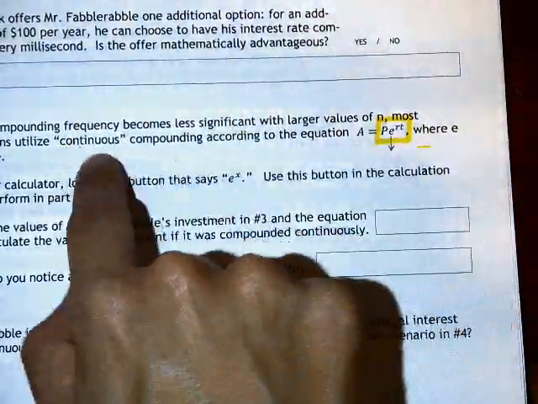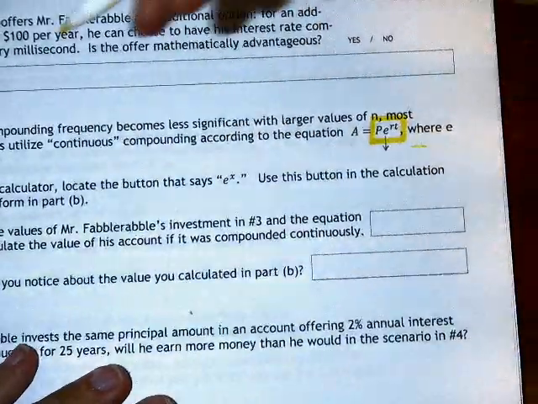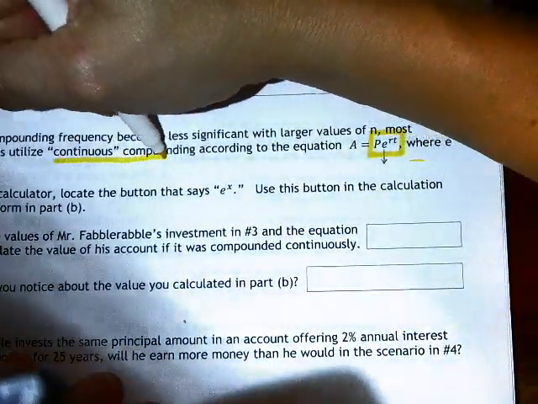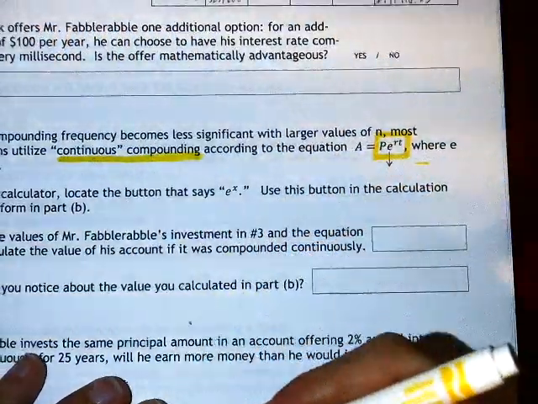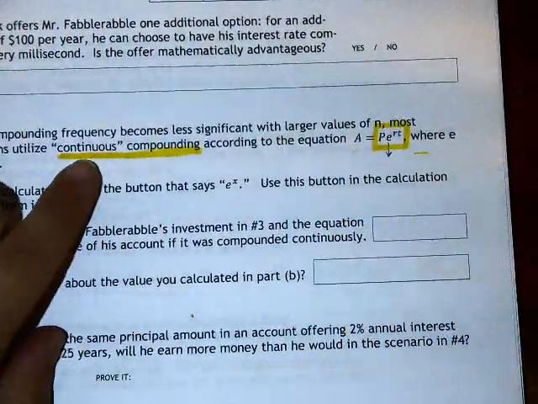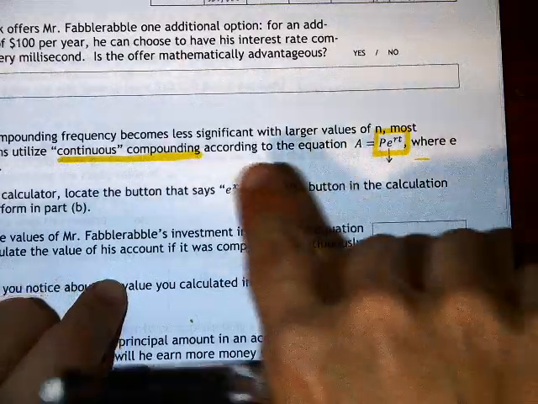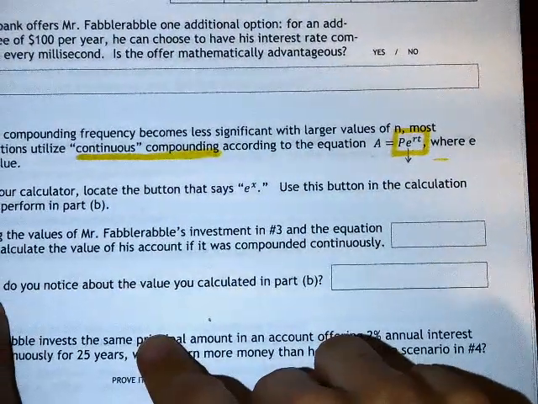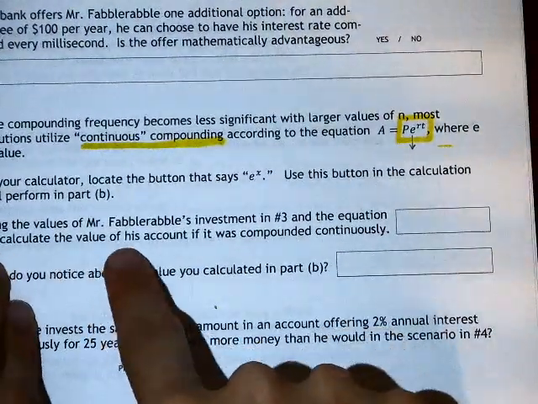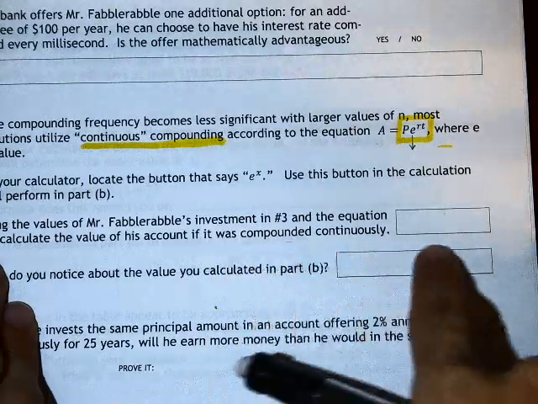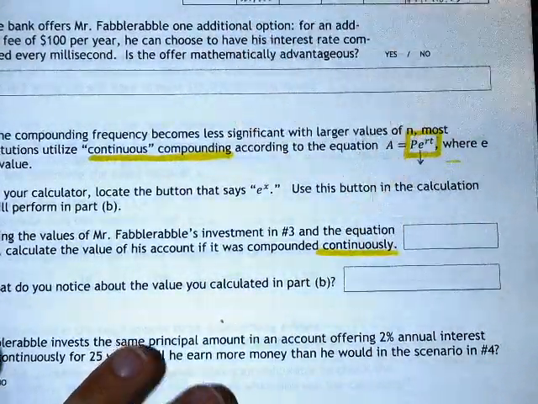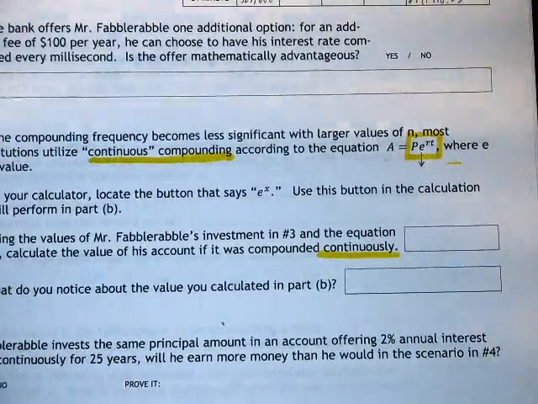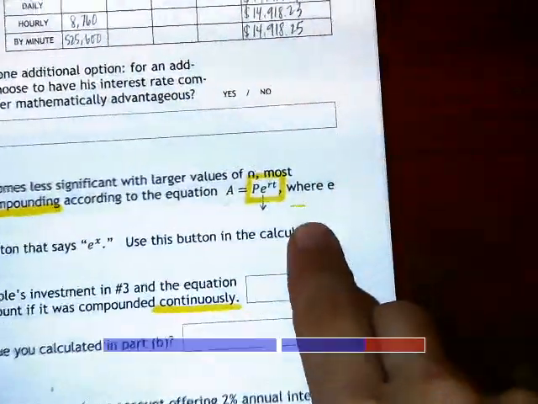So, continuous compounding is a phrase that you're going to hear a lot. And continuous compounding is basically our way of saying, hey, use that PERT equation. If you see the phrase continuous compounding, we're going to use PERT. That's why in letter B, it says calculate the value of his account if it was compounded continuously. There's that word continuous again. That means use PERT.